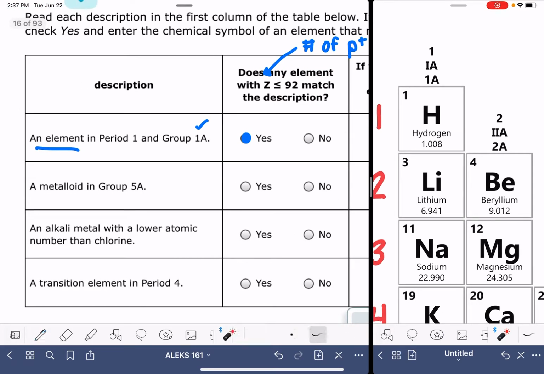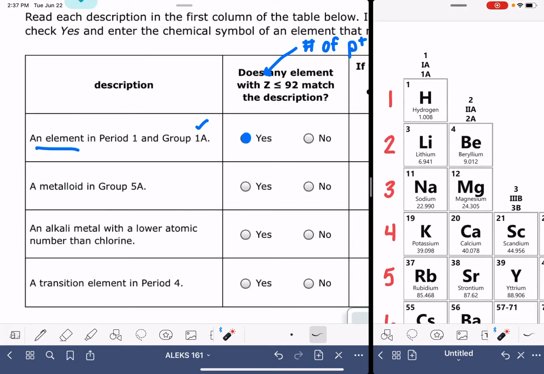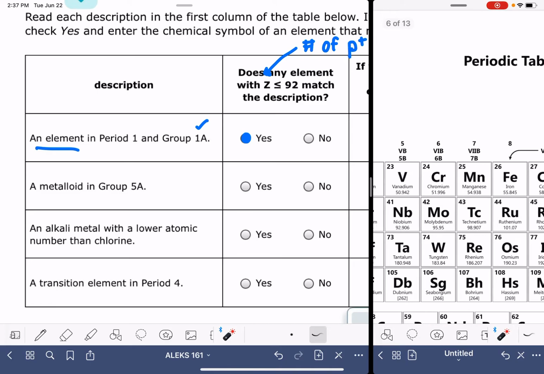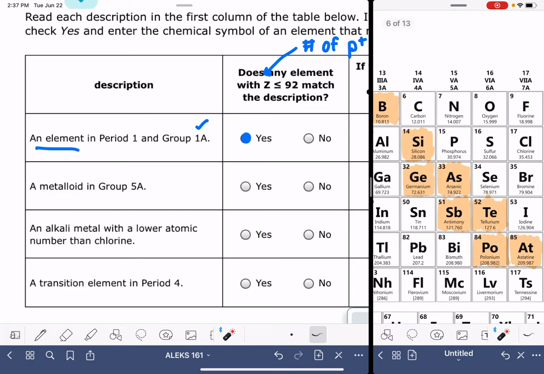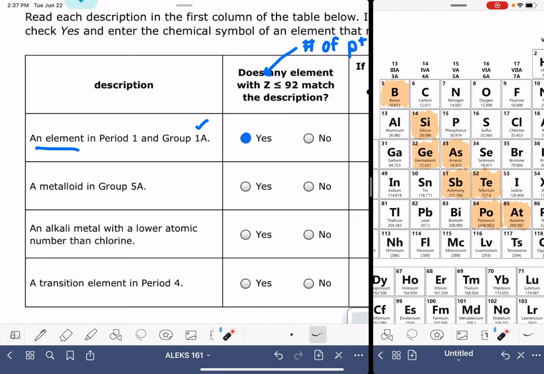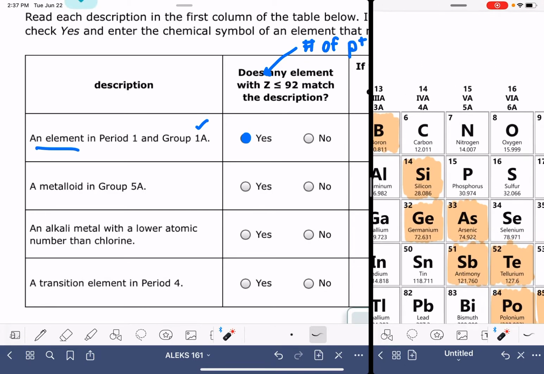For the second element, it's asking for a metalloid. Metalloids are over on the right-hand side of the periodic table, and on this periodic table, I have them all shaded in orange. So these are all the metalloids. When you're looking at your periodic table, they're going to be in some sort of color, or they'll be boxed in, or some way of identifying them. We're looking for a metalloid that is in group 5A. Remember, the groups are the vertical columns on the periodic table, so we're going to find group 5A.